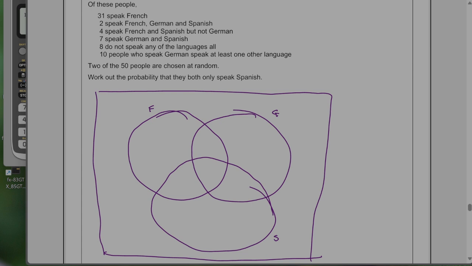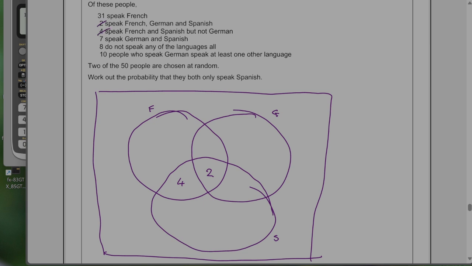Right. 31 people speak French. We can't put that in, but those 4 sections need to add up to 31. 2 speak French, German, and Spanish. So we need 2 in the intersection of the 3 sections. 4 speak French and Spanish, but not German. So that means that we can put a 4 there. I'm going to kind of tick this off as I've covered it.